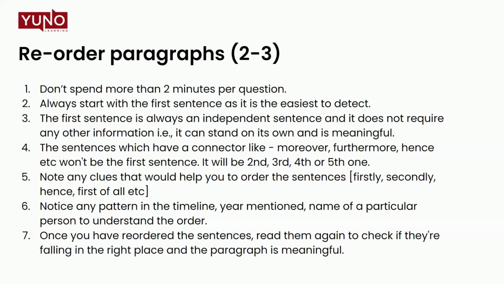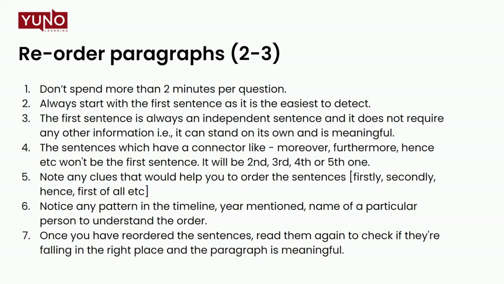So it's very easy to identify the first sentence because the information is always about somebody or something. And the first sentence is always an independent sentence. It does not require something to complete the sense. And the sentences which have connectors such as moreover, furthermore, hence, therefore, won't be the first sentence. They can be the second, third, fourth, or fifth.